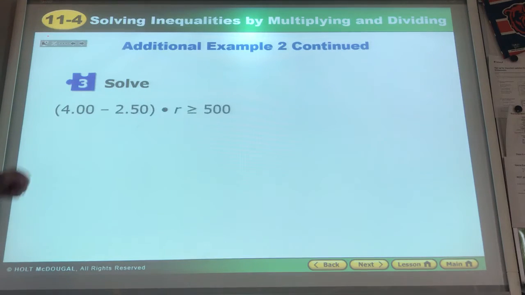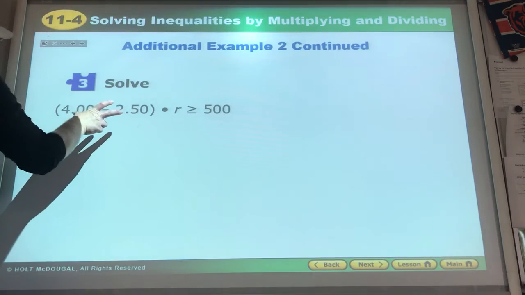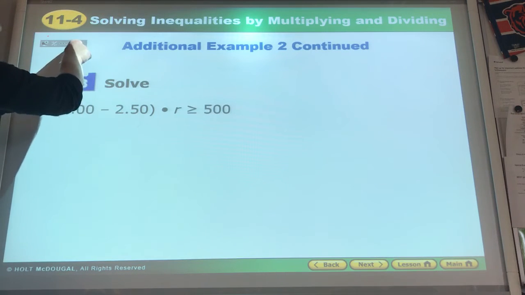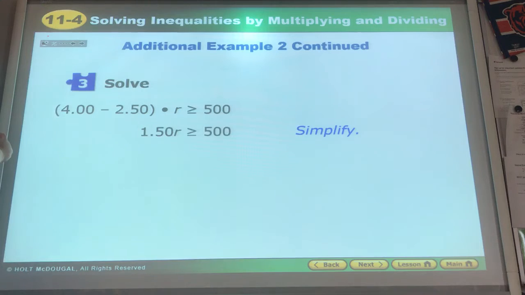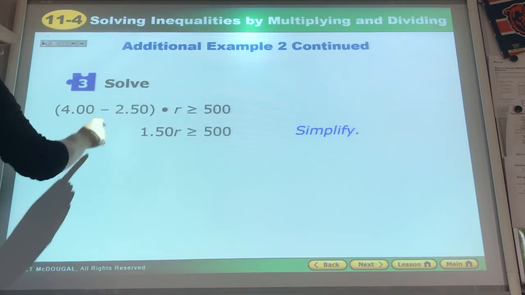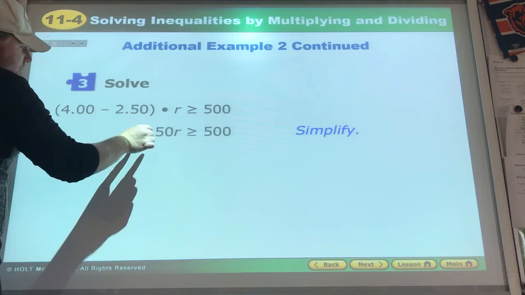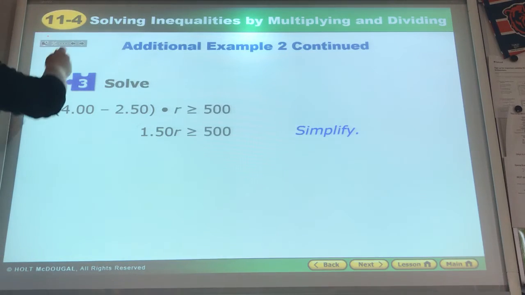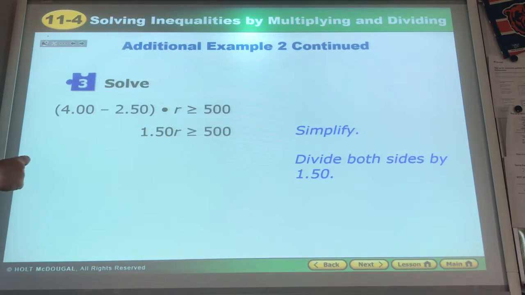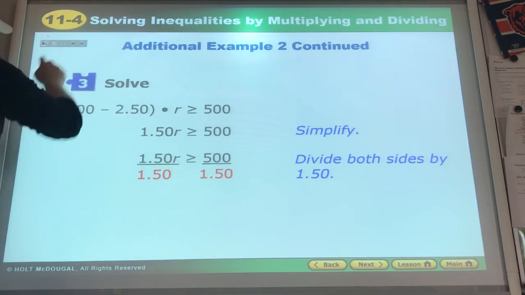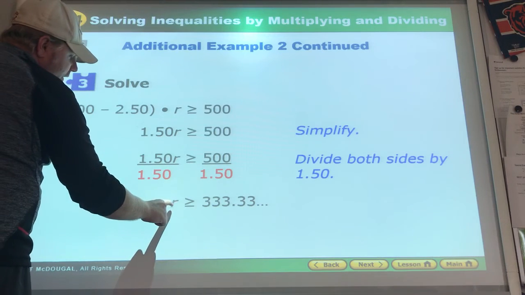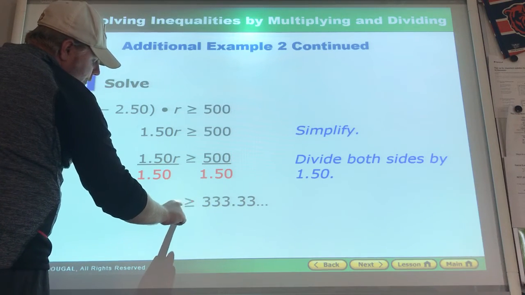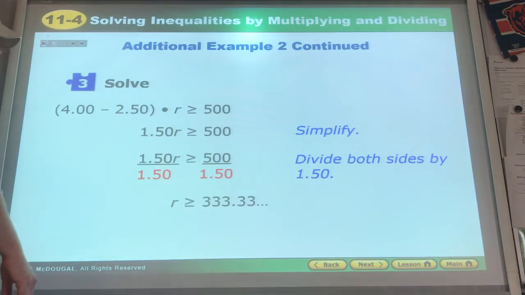So let's solve then. Go ahead and add like terms. So they're going to say simplify. 4 minus 2.50 is $1.50. They added like terms, and they're taking $1.50 times R. They make $1.50 on every rock. So now we're ready to use our inverse operations. They're going to divide by 1.50 on each side to get that R all by itself. When they do that, they find R is greater than or equal to 333 1/3 rocks.